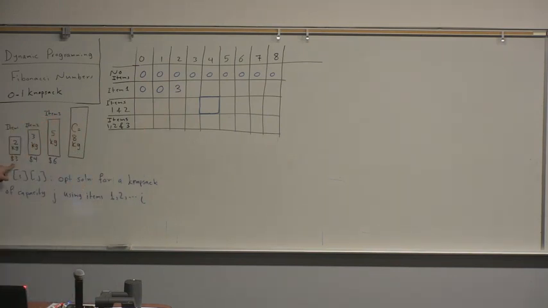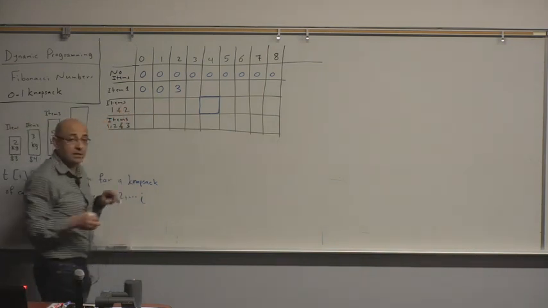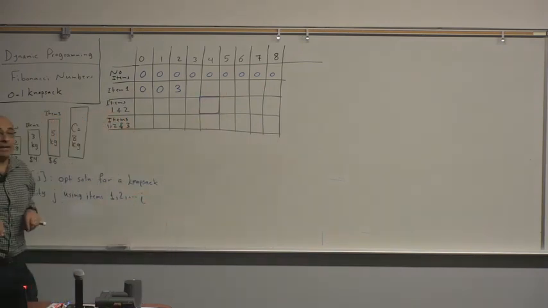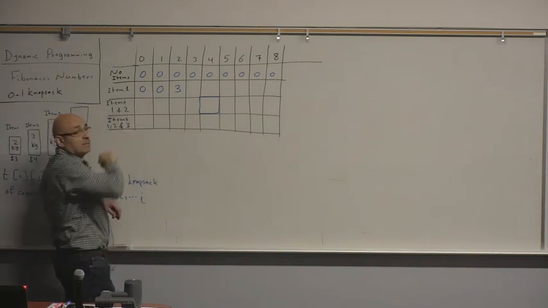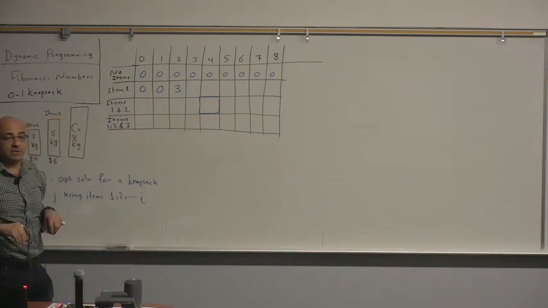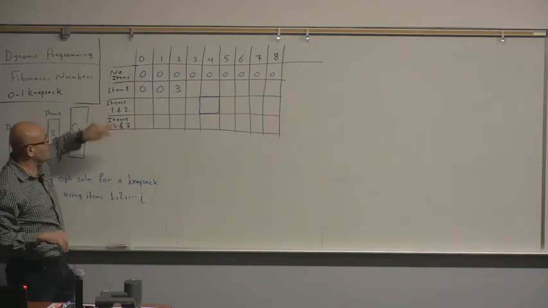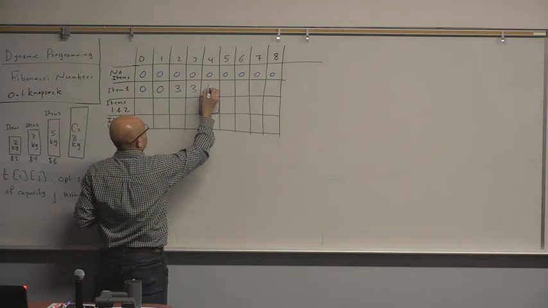Then obviously, will we be able to get something greater than 3 with item 1 only? In this row, we will not be able to get anything greater than 3, because we are only considering item number 1. This is the subproblem that we are considering. So even if you increase the capacity with only item 1 considered, you're not going to get greater than 3. So it's going to continue 3, 3, 3.